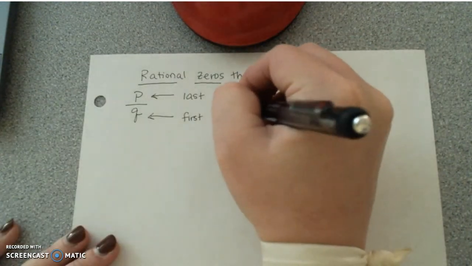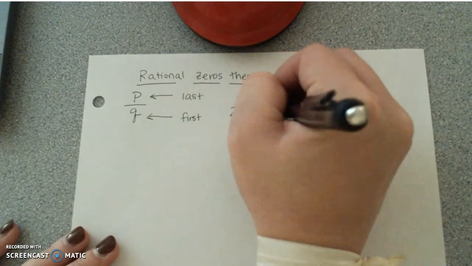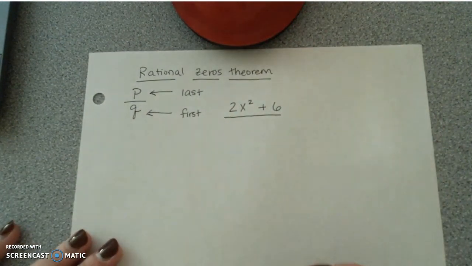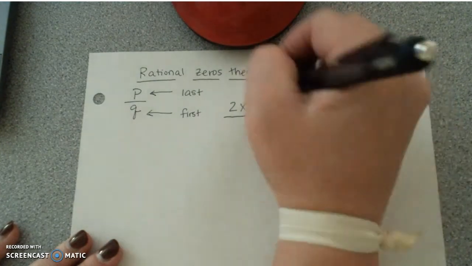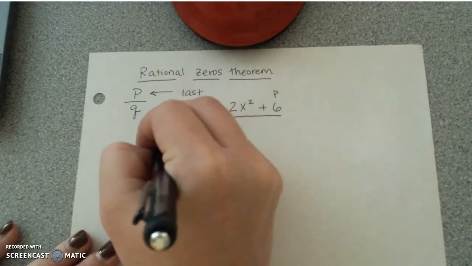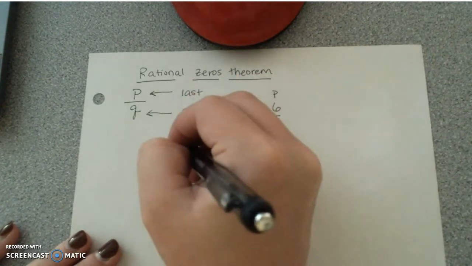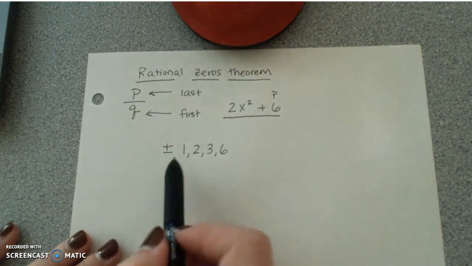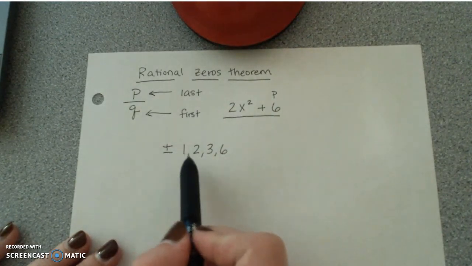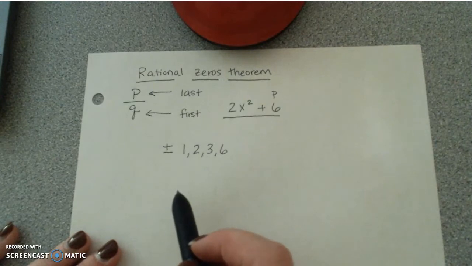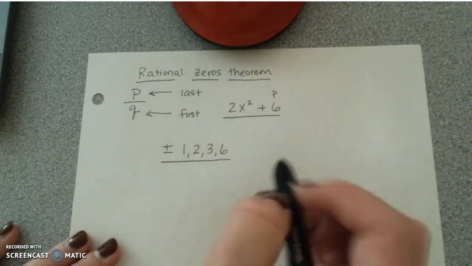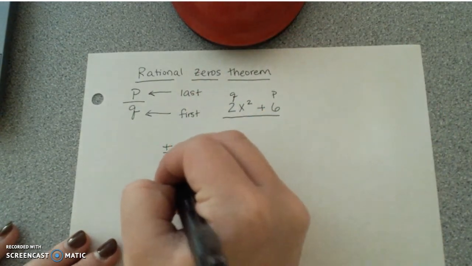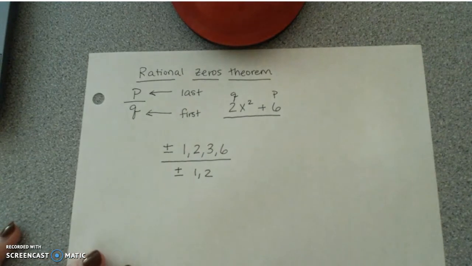So if I was to give you a super simple equation like 2x squared plus 6, I would take all the factors of my last term and I would put them on top. So the factors of 6 are 1, 2, 3, and 6. And we put positive or negative because both the positive numbers and the negative numbers are factors of that. And on the bottom, we put the factors of our first term, 2. So 2 only has 1 and 2 as its factors.